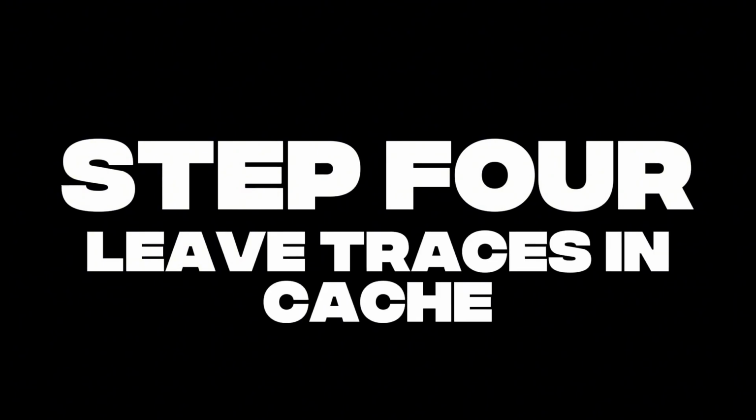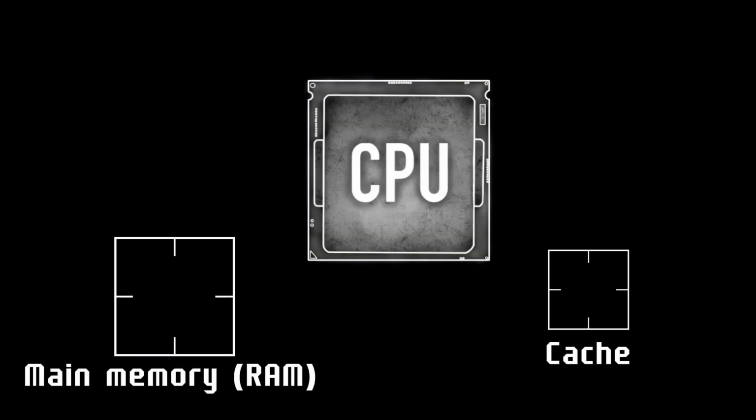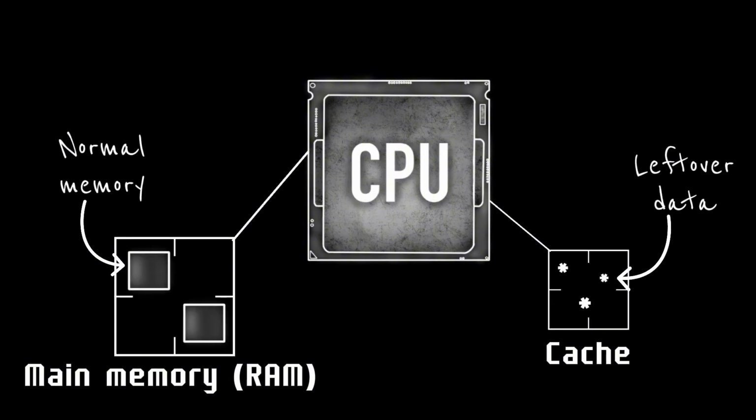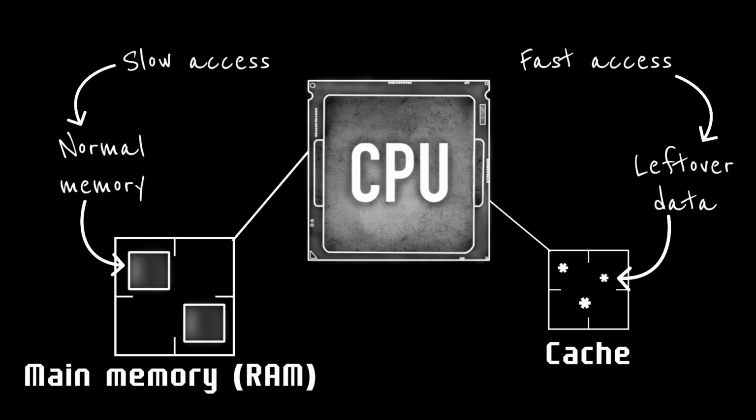Step 4. Leave traces in cache. Even though the CPU throws away the result, it leaves something behind. Data touched during speculation is pulled into cache, and cache is faster memory, which is closer to the processor, and that tiny difference in access time is exactly what attackers measure next.